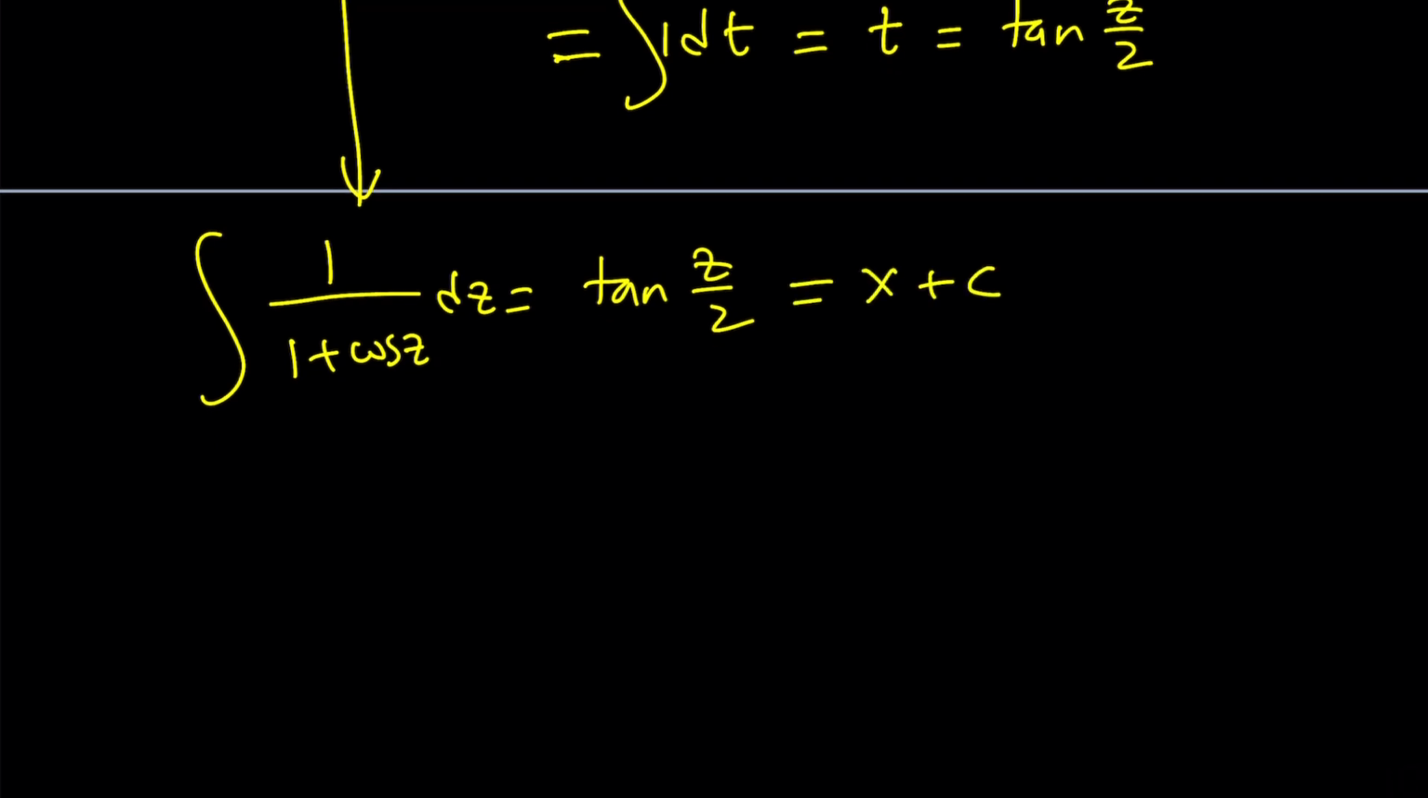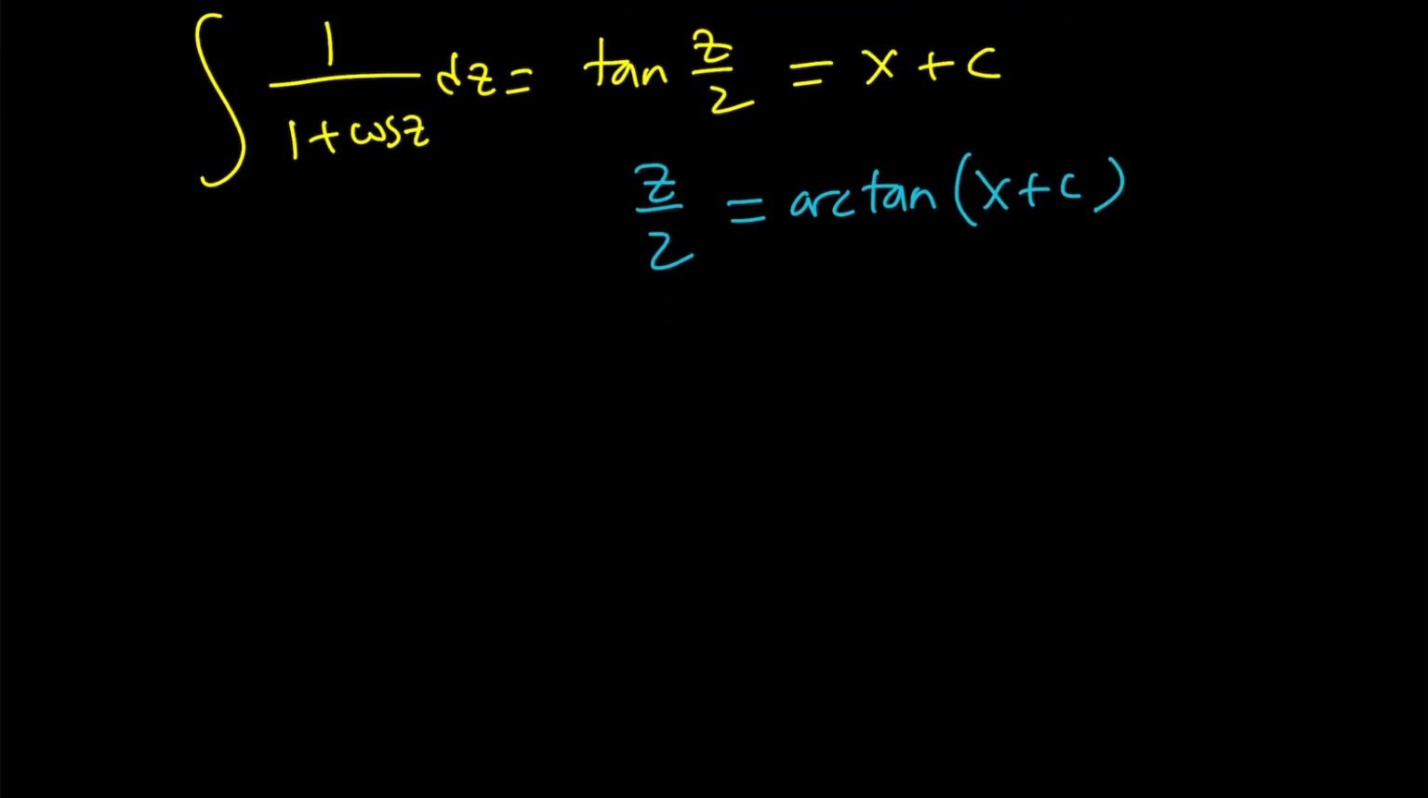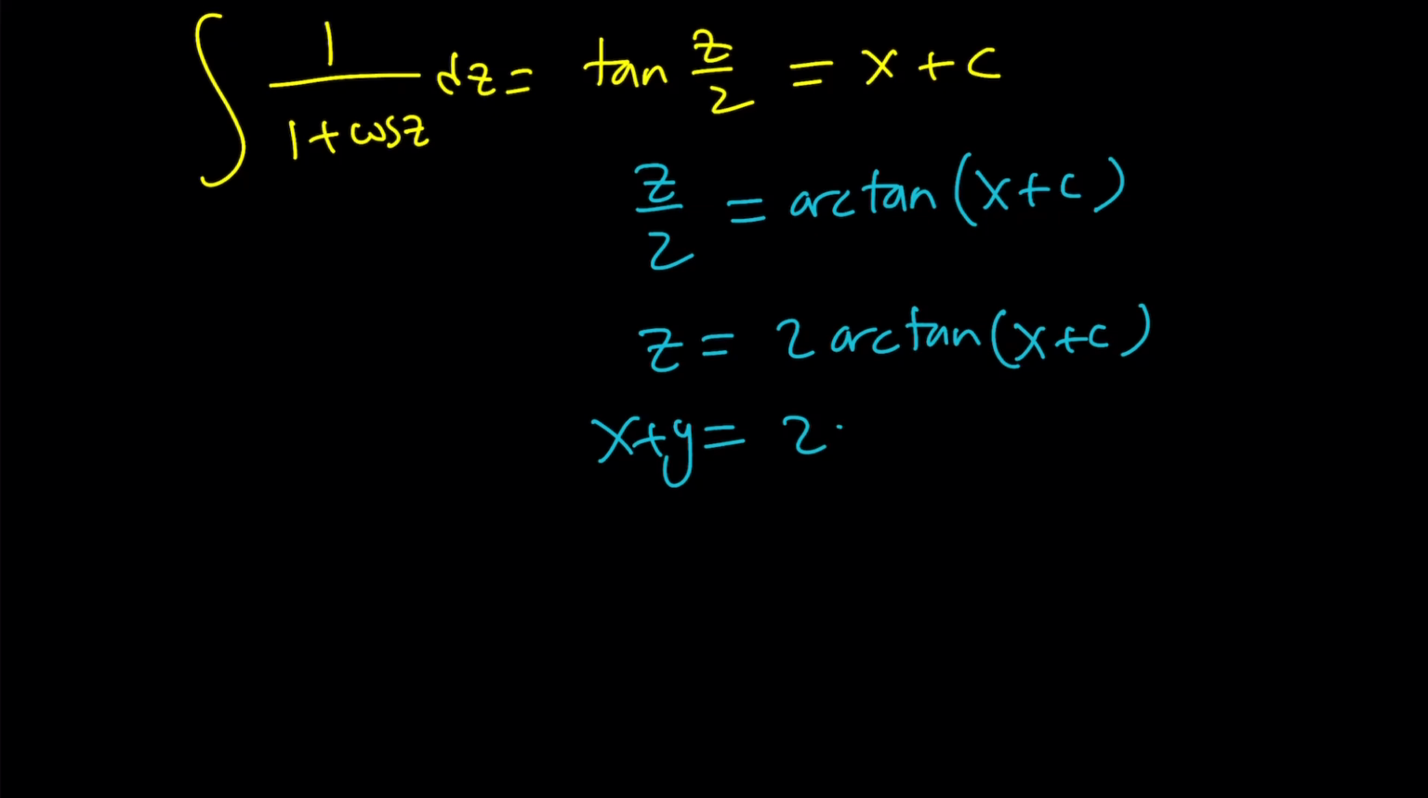And then we can go ahead and do the arctangent again. If you arctangent both sides, you're going to get z over 2 equals arctan or tan inverse, whichever you like, of this. And multiply both sides by 2, and you're going to get the answer. But of course, you still need to back substitute because z is x plus y, but that's easy. That part is the easiest thing.